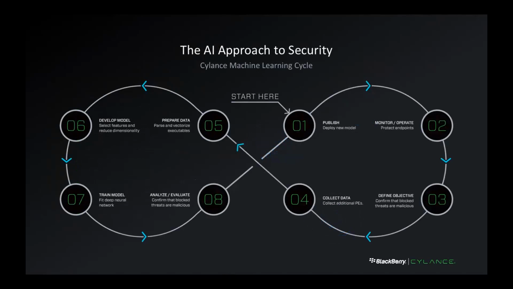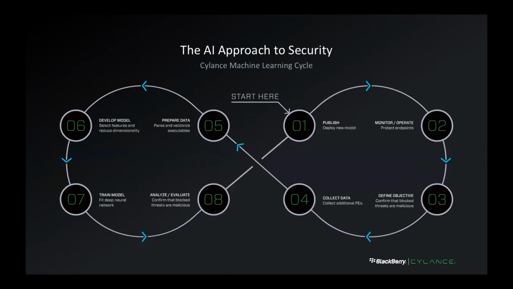So this is an example of what a cycle looks like using an AI approach to security. So we publish and deploy a model. The endpoint operates and monitors the results of the model. We define the objective, which is to confirm that a malicious threat or file has been blocked. We collect additional data. So in the case that we're permitted, we would collect additional portable executables, or in this case, Windows files that look potentially suspicious or that the model has never seen or interacted with before or falls below a certain threshold.